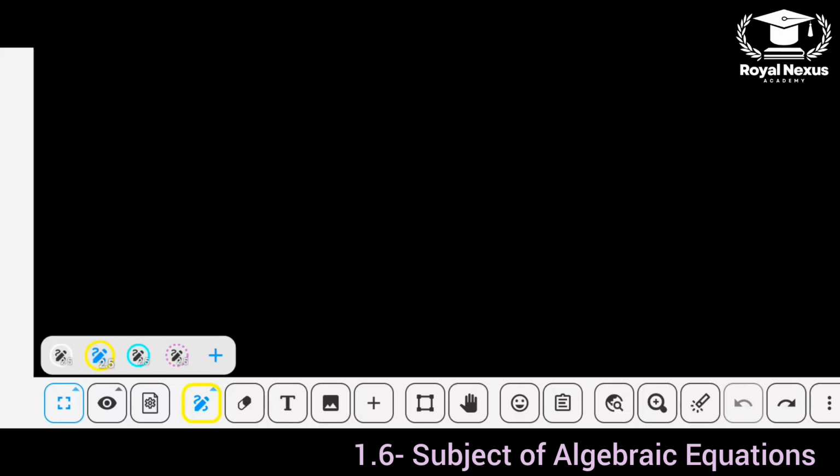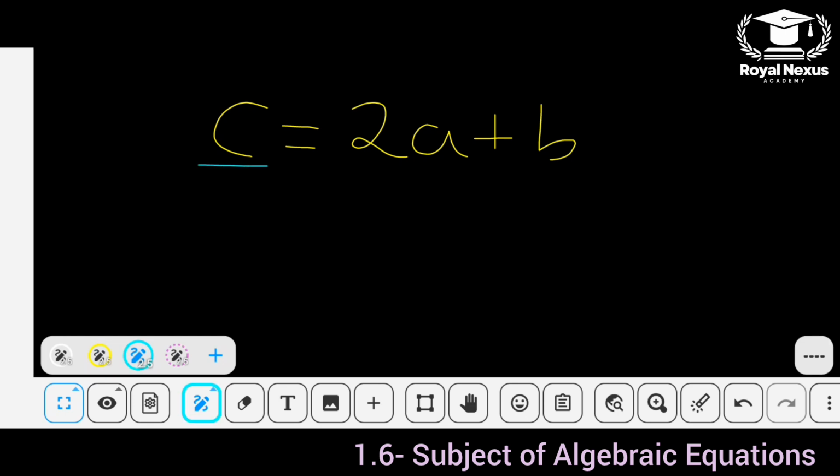So starting with the first question. The first question is C is equal to 2A plus B. So in this question, the subject of this equation is C. Why is it C? Because there is just one variable on the left hand side of the equal to sign.